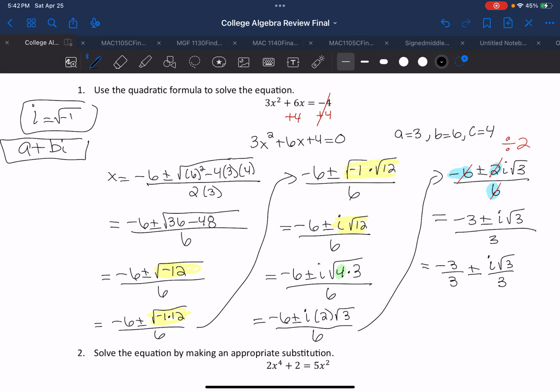And now I can simplify this first fraction. Negative 3 divided by 3 is just negative 1. So this would be negative 1 plus or minus i square root of 3 divided by 3. This could be my final answer here, as long as I separate it into two separate terms and not leave it in one fraction. But now this is in complex form. My a, my real number, is first, which would be negative 1, and then my imaginary number comes second. That's also important. The order matters. So that would be my final answer.